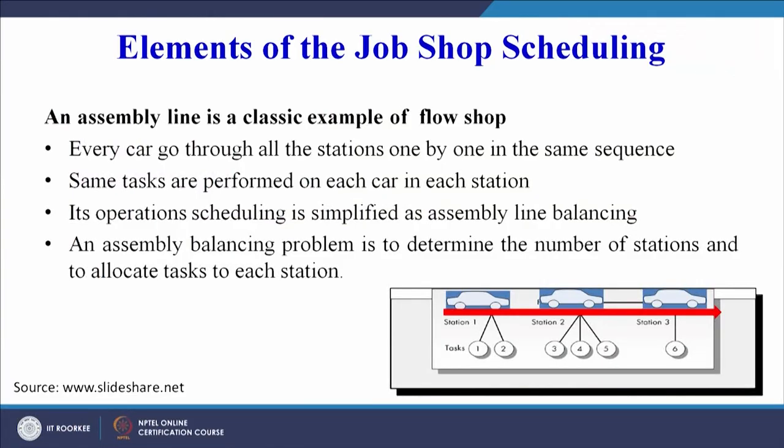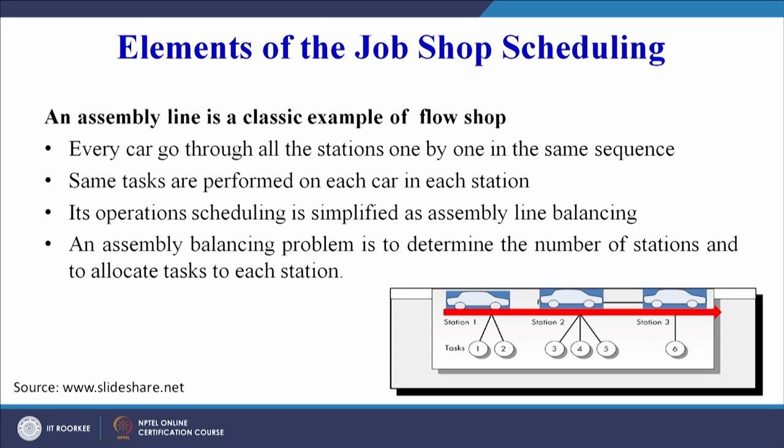So an assembly line is a classic example of a flow shop. Every car goes through all the stations one by one in the same sequence. As I have already discussed, the raw material enters one end of the production flow line, moves in a particular sequence which is well laid out and well defined, and finally the product comes out from the other end of the line. Same tasks are performed on each car in each station.